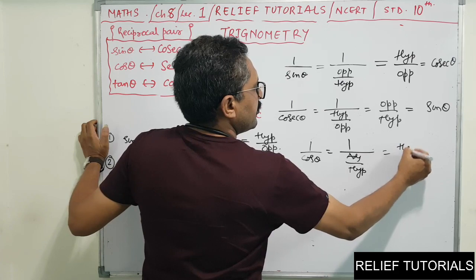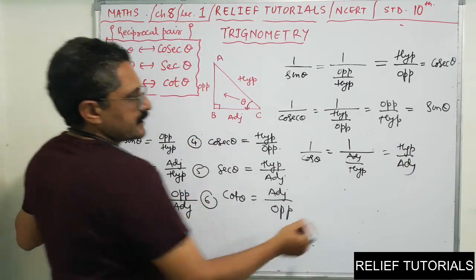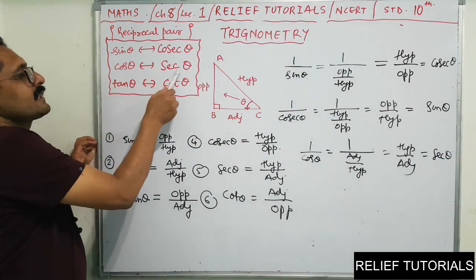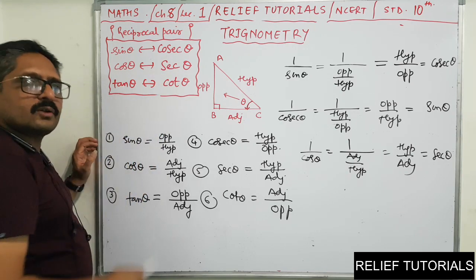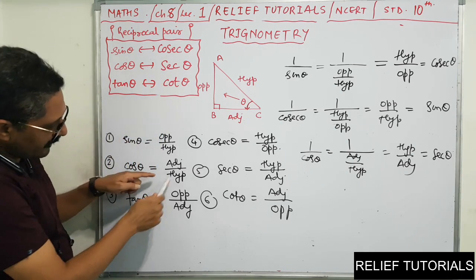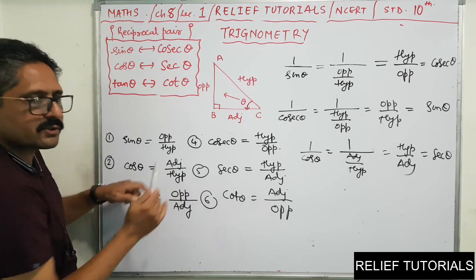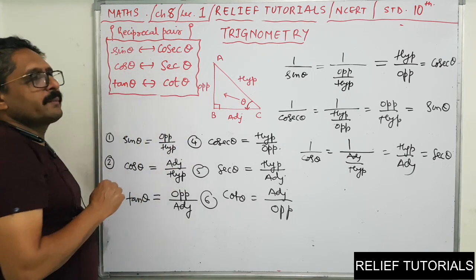So you will get hypotenuse upon adjacent. Hypotenuse upon adjacent is equal to sec theta. So 1 upon cos theta is equal to sec theta. Similarly, 1 upon sec theta is equal to cos theta. Similarly, 1 upon tan theta, you will get adjacent upon opposite. That is equal to cot theta. So in short, these are reciprocal pairs.